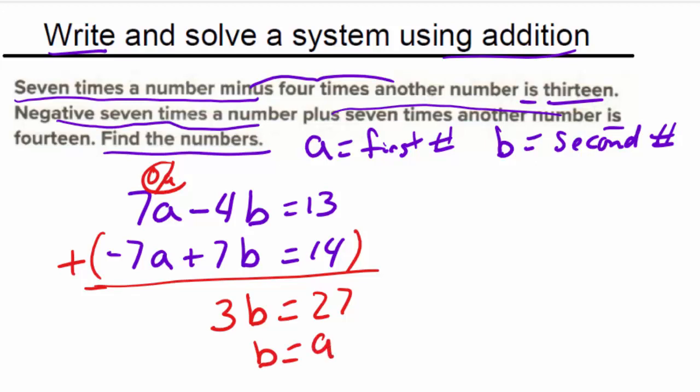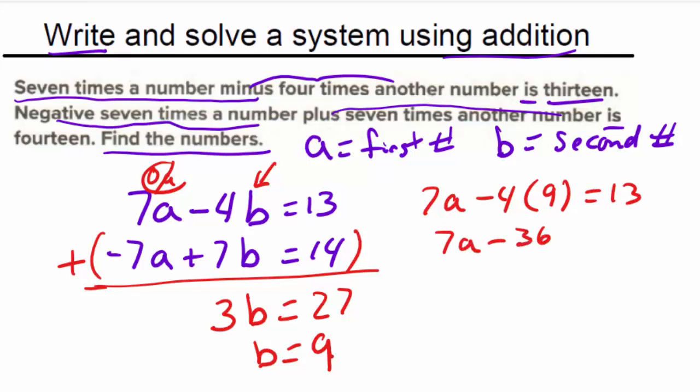So the first number is, actually, that's the second number. The second number is 9. Now to find the first number, I have to substitute this 9 back in somewhere. I'm going to substitute it back in right here into that first equation. So 7a minus 4 times, and in place of b, I'm going to put 9, equals 13. So 7a minus 36 is going to equal 13.